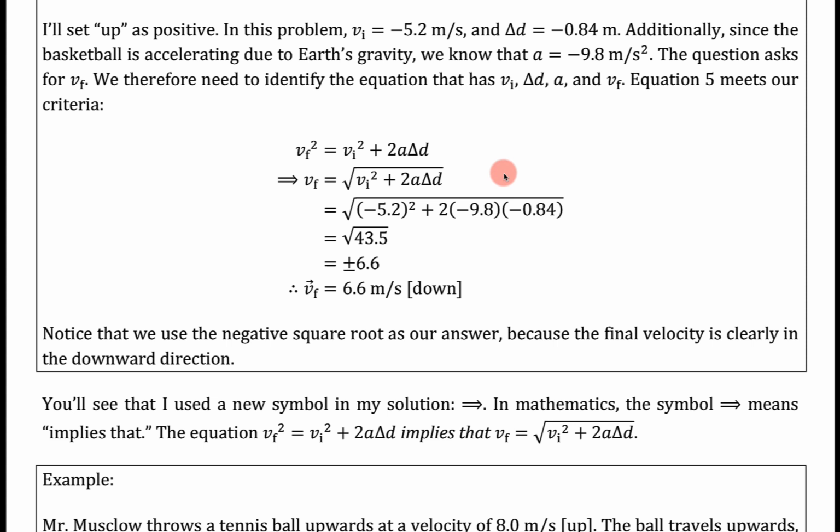Okay, so that's our first example. Again, it really just amounts to using our big five equations, except the object is in free fall. So it has an acceleration of minus 9.8 meters per second squared.